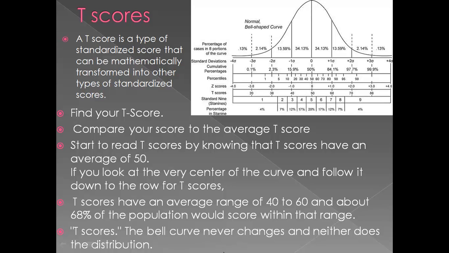Now, a t-score, here we can look at these, all right? A t-score is a type of score that's mathematically transformed. All of these scores have been transformed from the raw score. You need to remember that. Now, here's what we're going to do with the t-score. Here we have our standard deviations. So remember, these are z-scores. Then we have our cumulative percentages. Okay?